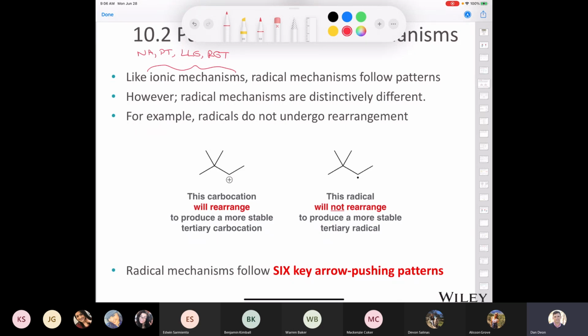If we have this tertiary carbocation, heck yeah, that's going to undergo a rearrangement, won't it? This is going to undergo a methide shift to give you this, which is a tertiary carbocation, right? Here we have secondary, here we have tertiary, but this is not going to undergo any kind of rearrangement whatsoever. But there are 6 key arrow pushing patterns that we're going to see repeated over and over in chapter 10. So let's take a look at those patterns right now.